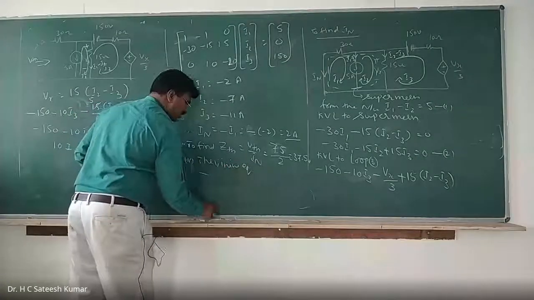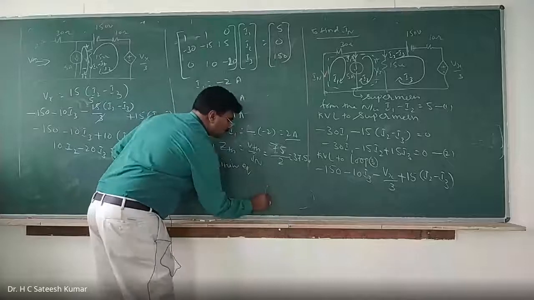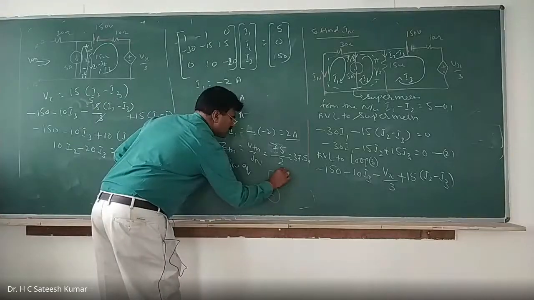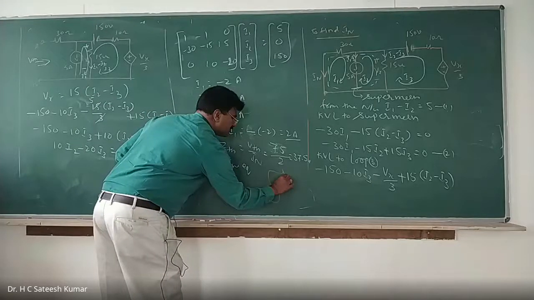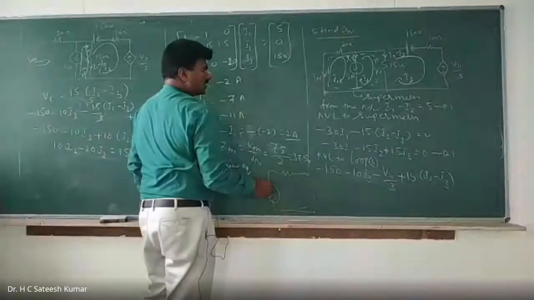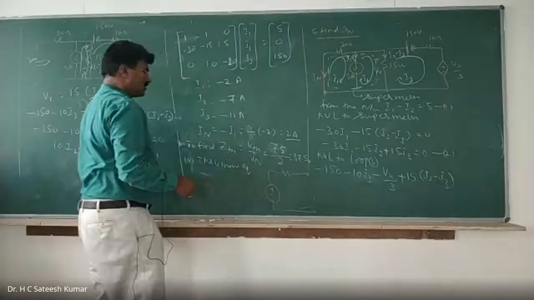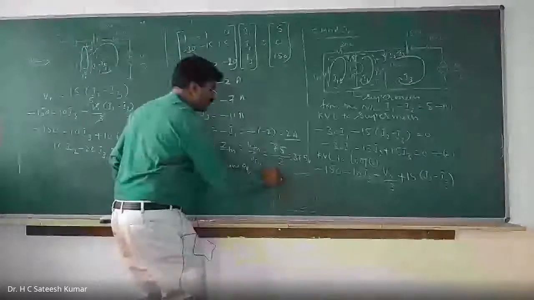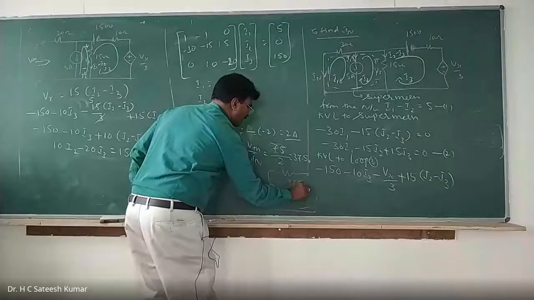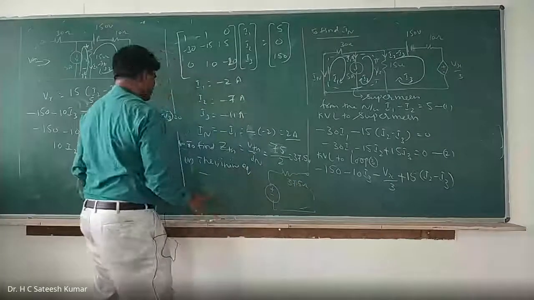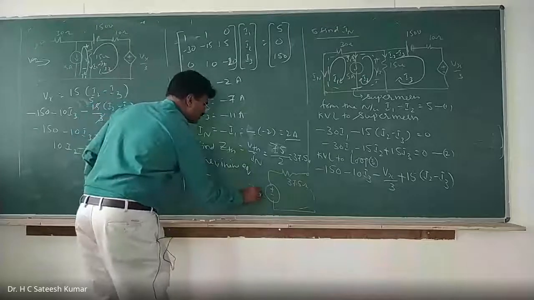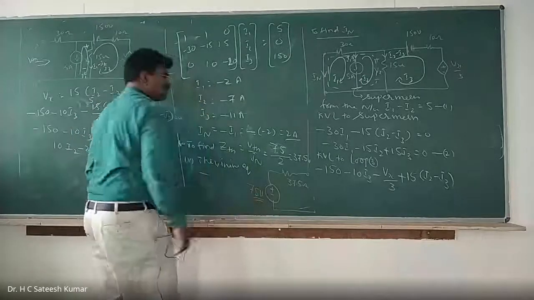So last step, fourth step, Thevenin's equivalent. Thevenin's equivalent is a voltage source in series with a resistance. ZTH is how much? 37.5 ohms. And VTH is what? 75 volts. This is the Thevenin's equivalent, right?